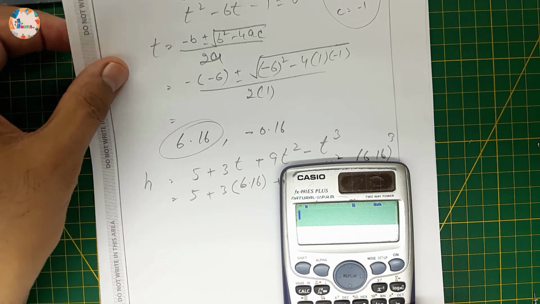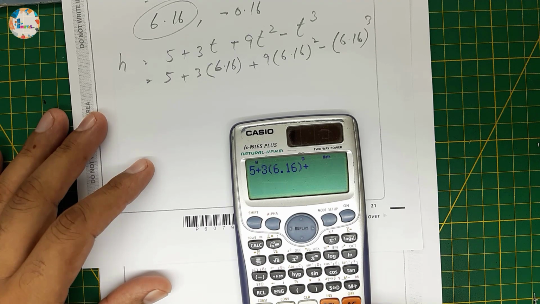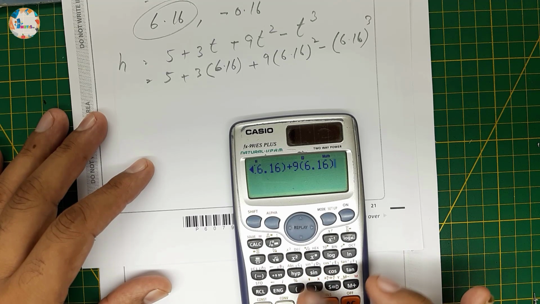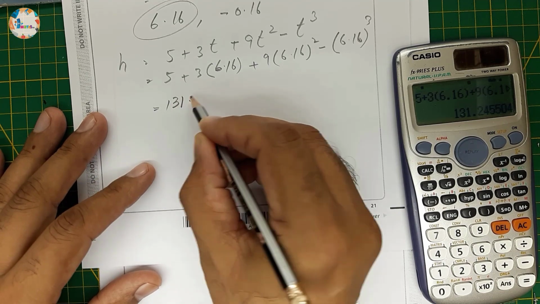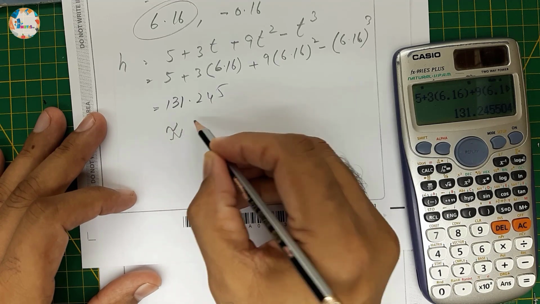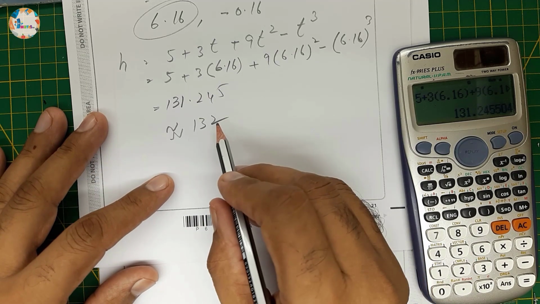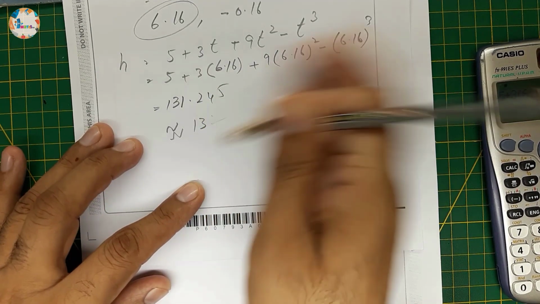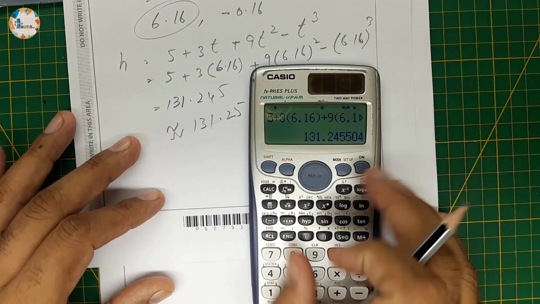Mode 1. So this will be calculated: 5 plus 3 into 6.16 plus 9 into 6.16 squared, and minus in brackets 6.16 cubed, and this will result in about 131.2, so we can give the answer like this, 131.25. So we are done with this one.